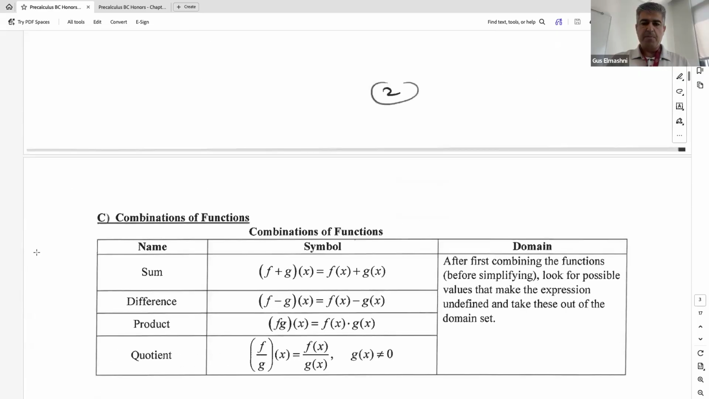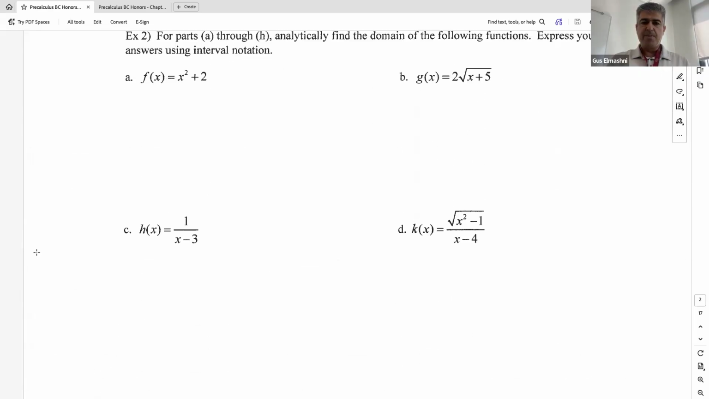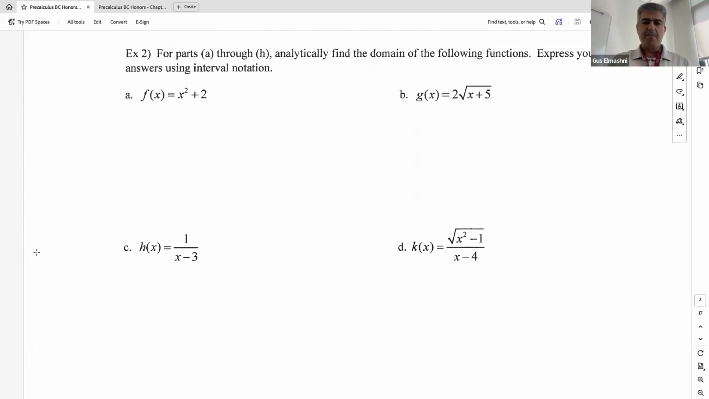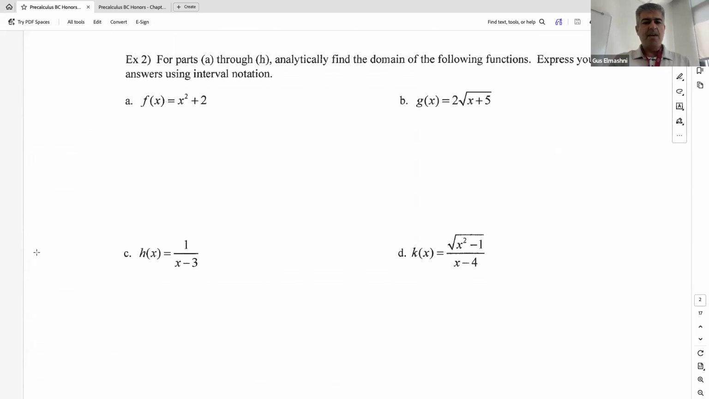And some of these get to be pretty fun. So this is the part that I find the most stimulating. Again, some of these should be pretty, and we're going to do interval notation. Okay, so interval notation here.